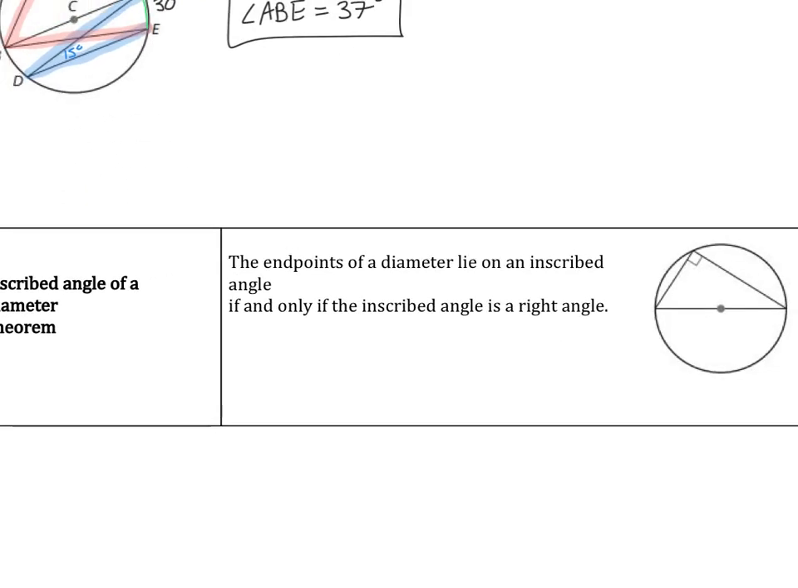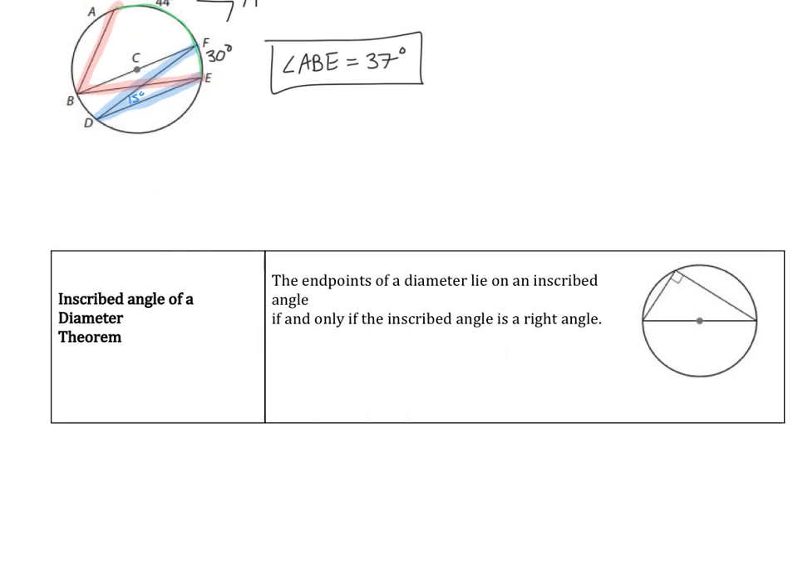Okay, so the last thing you'll see here is what's called the inscribed angle of a diameter theorem. This is actually something that we saw in a previous example. It says that the endpoints of a diameter lie on an inscribed angle if and only if the inscribed angle is a right angle.